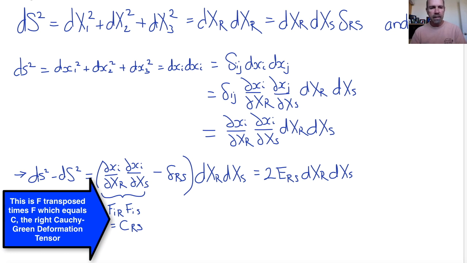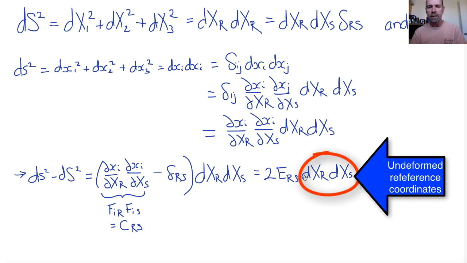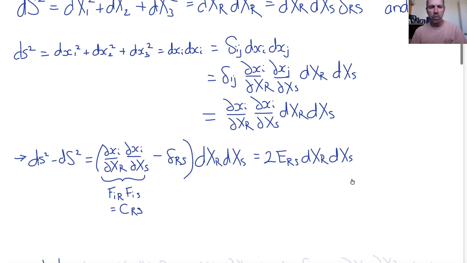So we see here that the change in squared length is related to the elements of our original undeformed coordinates by the Lagrangian Green strain tensor. This goes to show that what the Lagrangian Green strain tensor does is express squared length changes with respect to undeformed coordinates.